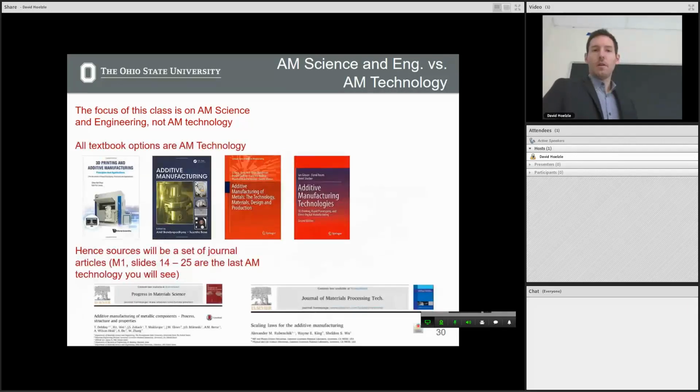Following along those lines, there are quite a few AM technology textbooks. And I either purchased these or got all of them, seeing if they could help this class. None of them will be of any value to this class. Some of these are available in the library, either via download, and some of them you can just get online, actually. They're all AM technology textbooks. There is not really a good textbook for this class.